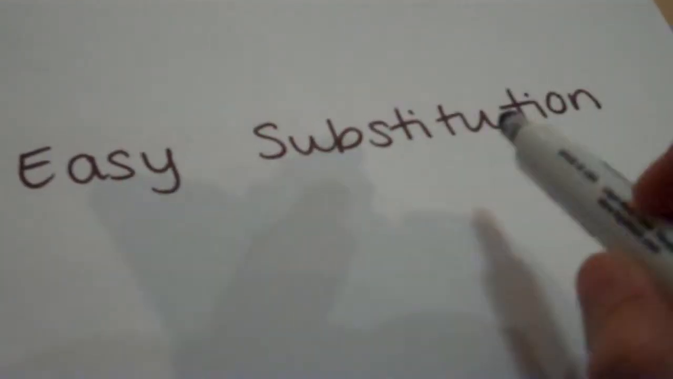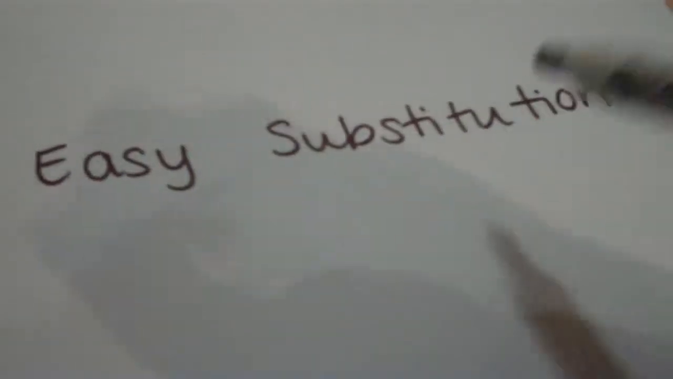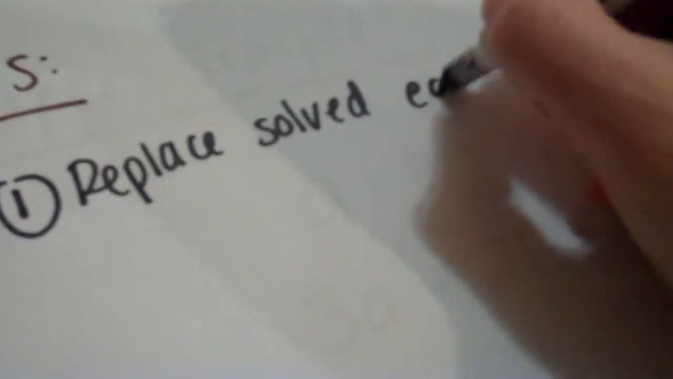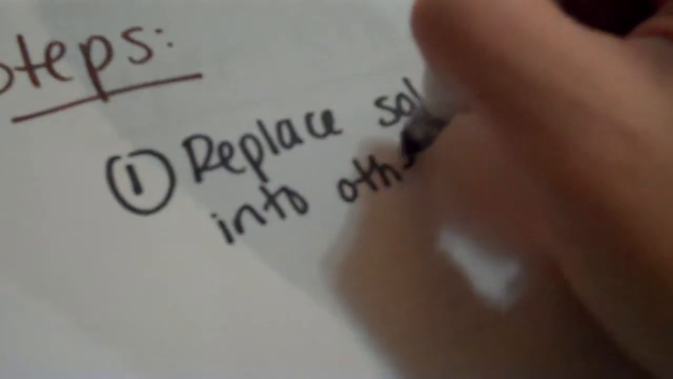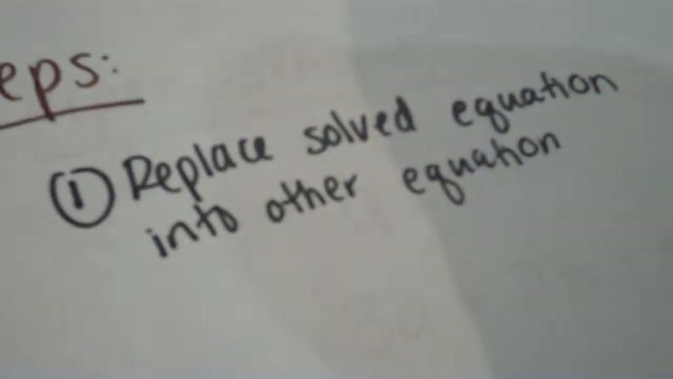Alright, substitution. So a substitute teacher is a teacher that replaces the one that you normally have, right? So substitution is all about replacing things. So here are the steps of how to do substitution, okay? At least the easier ones, alright? The first thing you're going to do is you're going to replace the solved equation, and I'll explain what that means in a second. You're going to replace the solved equation into the other equation. Okay? That's the first thing you're going to do.